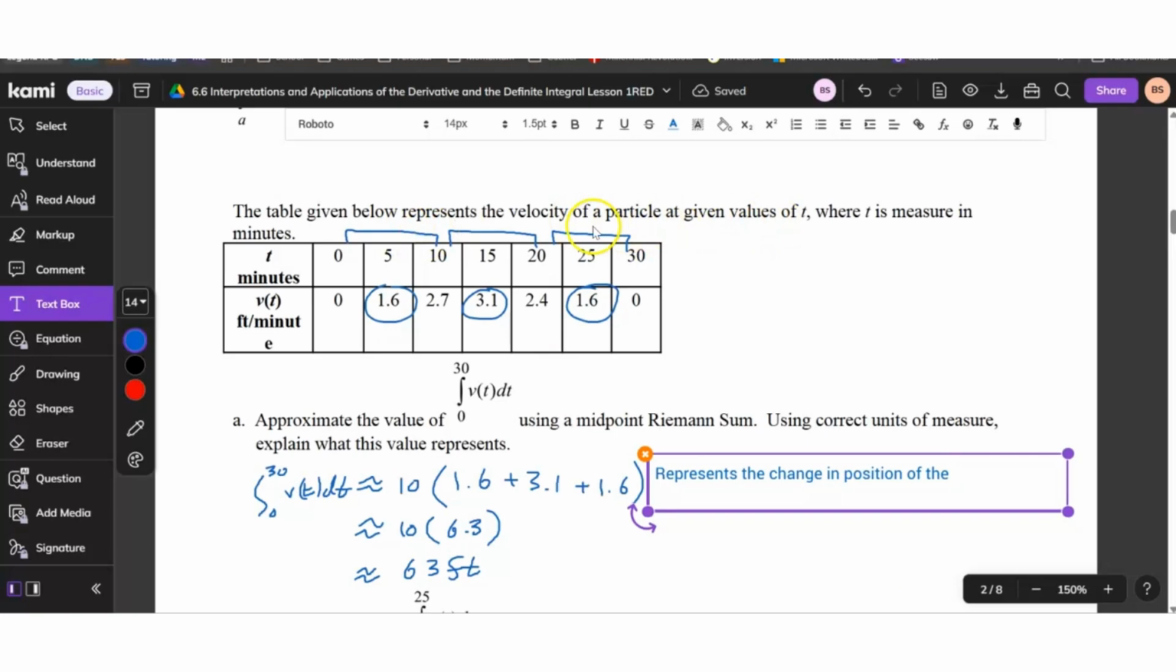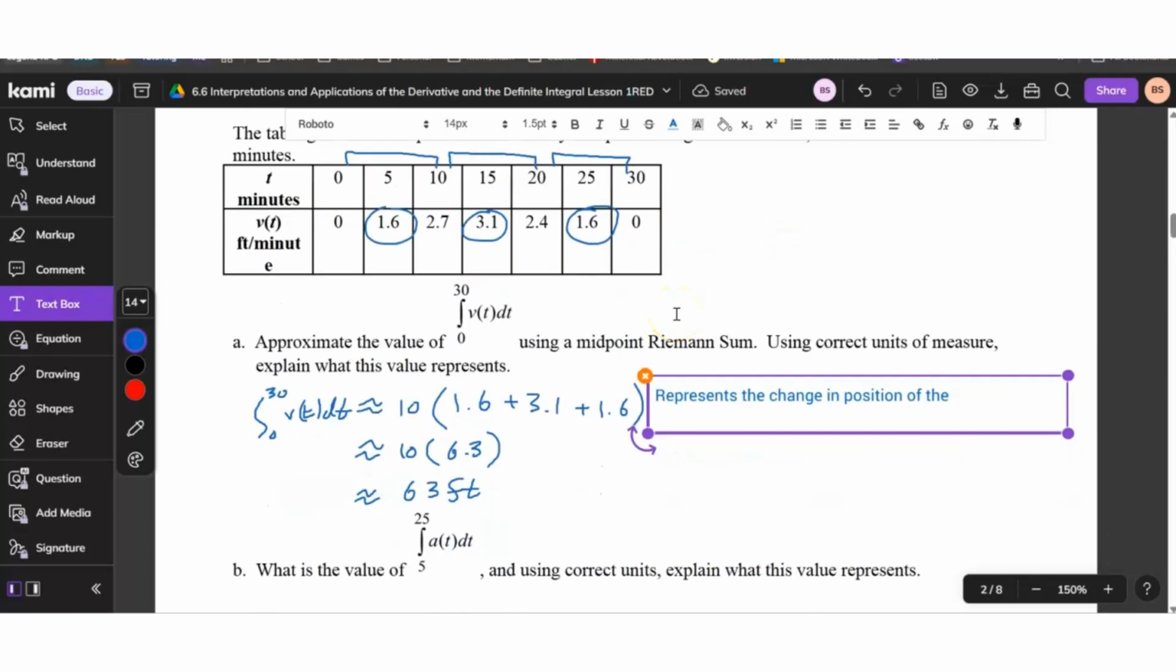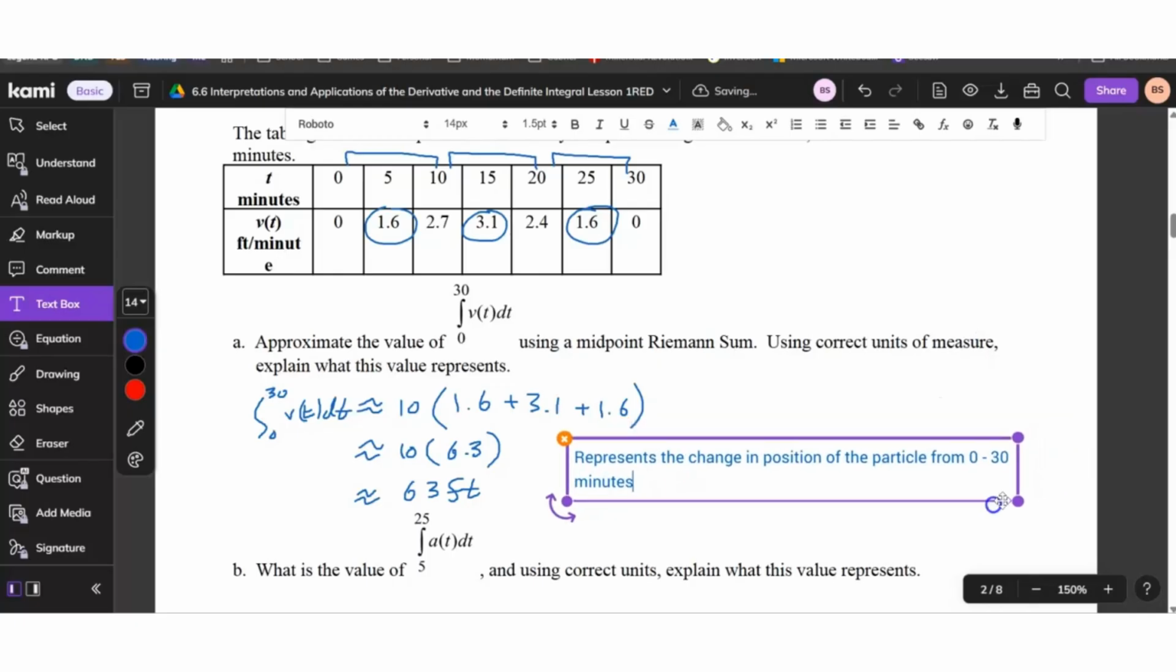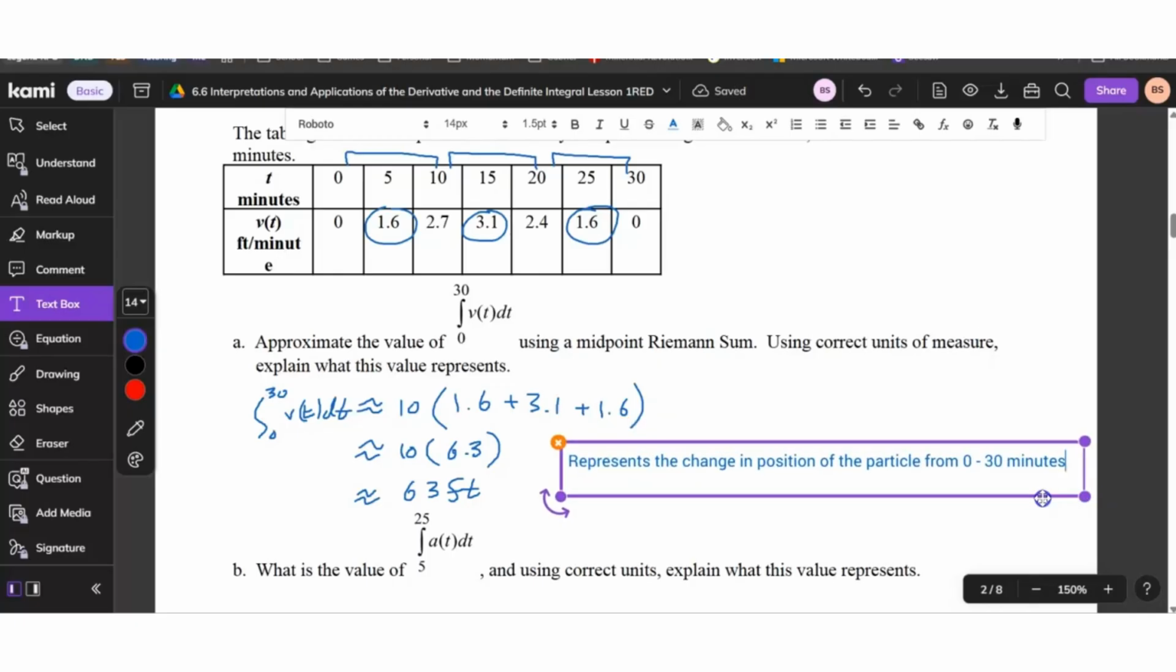No, this is the velocity of a particle, guys. I was like, we moved on to a new question. To be fair, I did not read you the new question, so partially my fault. It represents the amount of change in position of the particle from, technically, 0 to 30 minutes, because it says it's measured in minutes there. Let's put it on a single line, there we go.